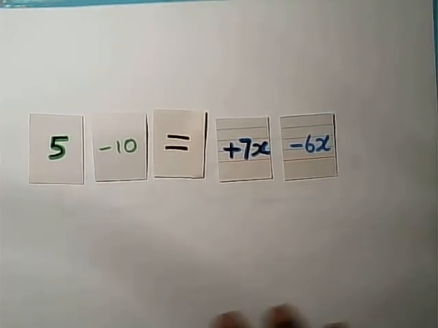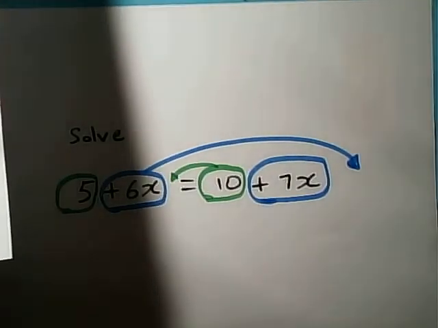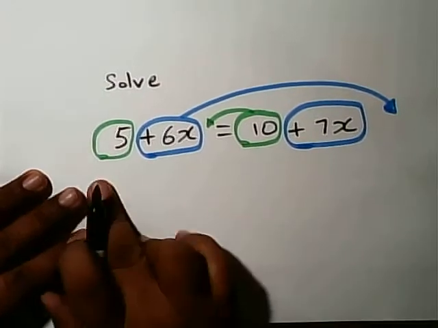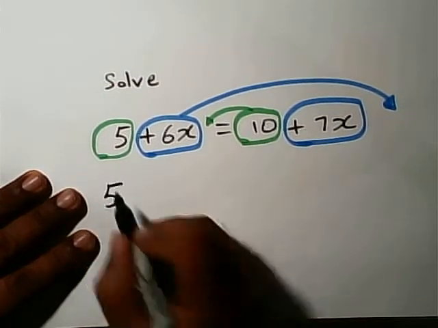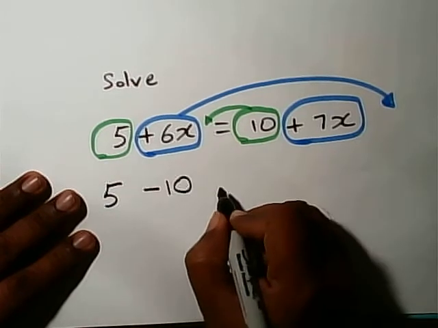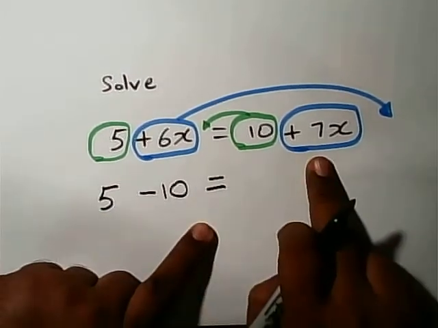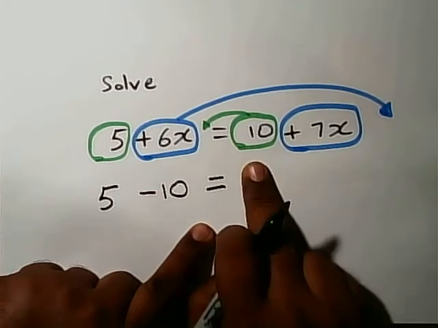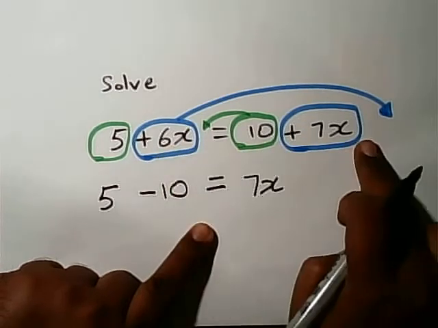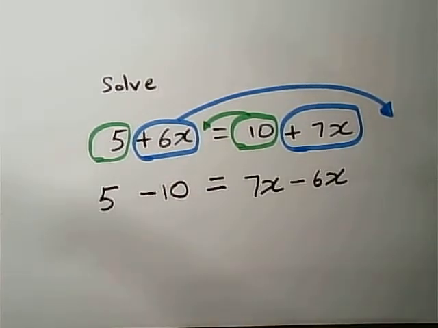Let me write that down now. The 5 didn't move. The 5 is here. The 10 came across as a minus 10. The equal sign remains right there. The 7x now kind of moves up to first place. 7x. The 6x is in the back here as minus 6x. Okay.